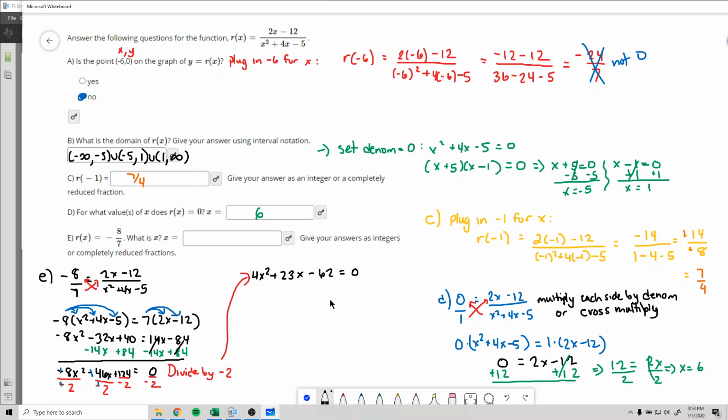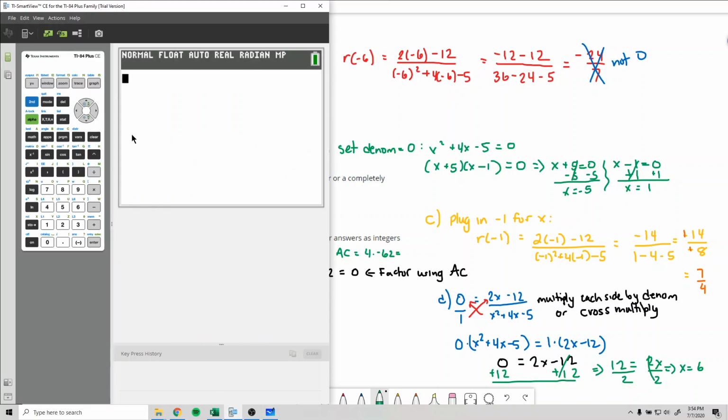Now, absolutely the hard part here is factoring this because the numbers aren't very nice. There's a lot of methods. If you use the AC method, which I prefer, it shouldn't be too bad. All right, so our a is 4, our b is 23, and our c is negative 62. A times c is 4 times negative 62, which equals, we could do that by hand, but let's just grab our calculator real quick. 4 times negative 62, it's negative 248.